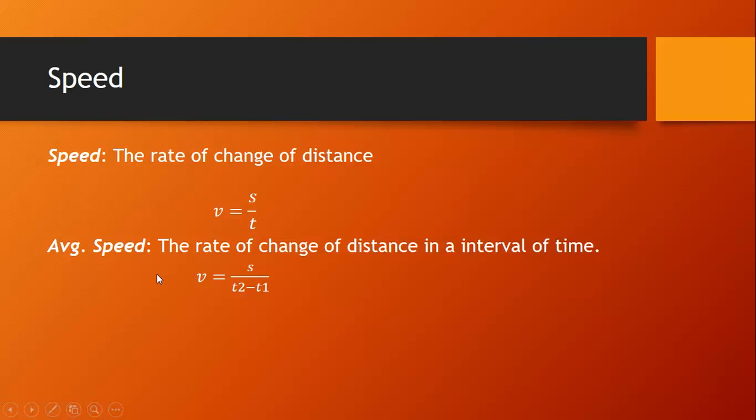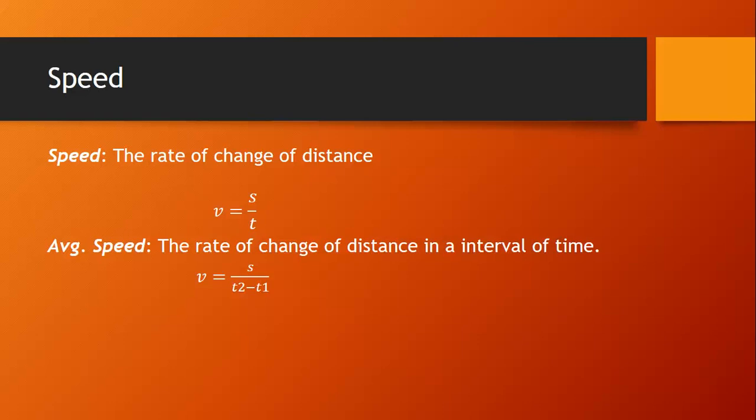Let us see how to calculate average speed. Average speed is nothing but the rate of change of distance in a particular time interval. That means if the particle travels a distance s in a time interval between t1 and t2, we can write the average speed as s by t2 minus t1. The average speed gives the overall rapidity with which the particle moves in that particular time interval.